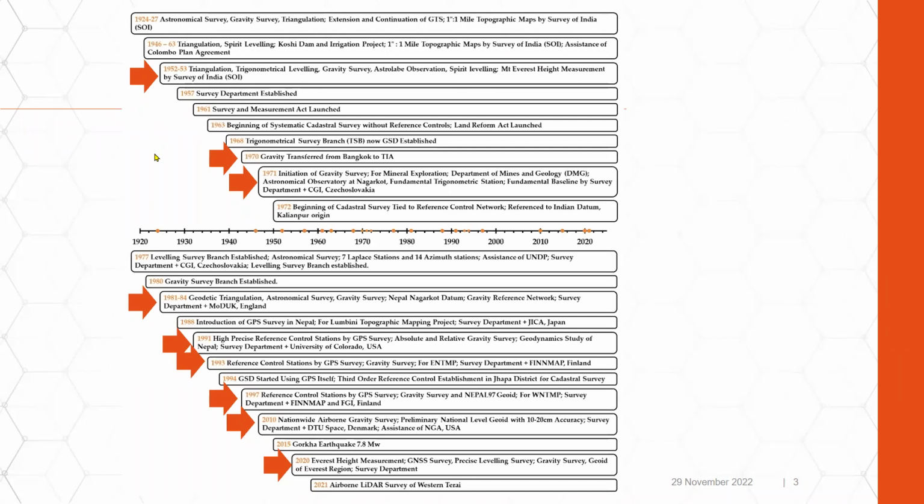This is the geodetic activities timeline. It shows all the geodetic activities from past to present that happened in Nepal. And all these red arrows show the eras when gravimetric measurements in particular took place in Nepal. So it started from 1952 till 2022. Sorry, till 2020.